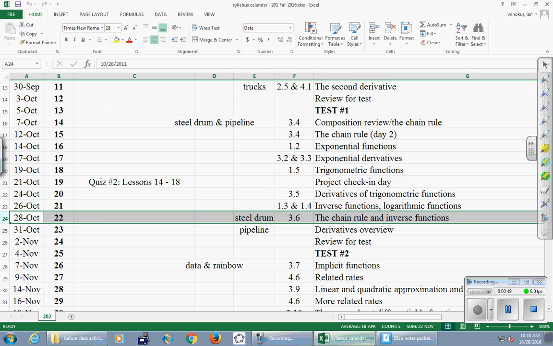Okay, looking at our calendar, we see that the steel drum project is due right here, right now, so throw it in the folder. I will accept it late, turn it in Monday morning at 10:40 for 5 points off, or up to a week from now for 10 points off. Also due on Monday is the pipeline project. We've just got 2 days of new material before our next test, which is a week from today. Okay, not too early to start studying for that test over the weekend. Questions on the calendar?